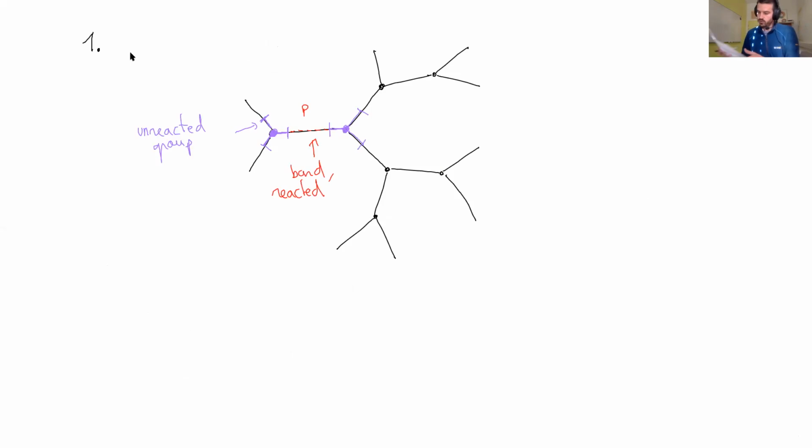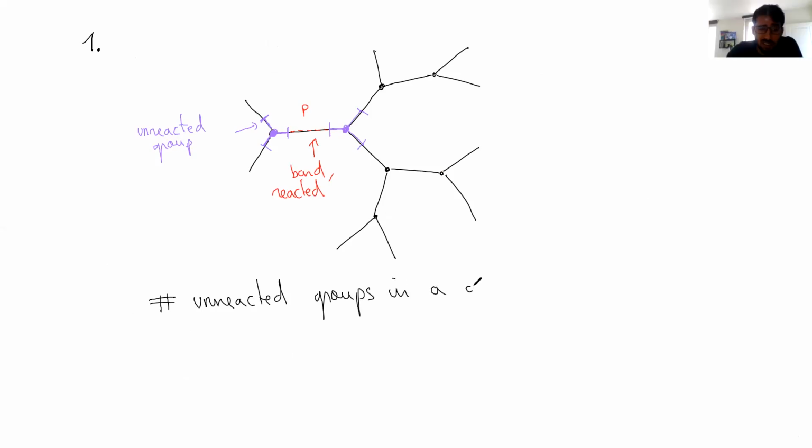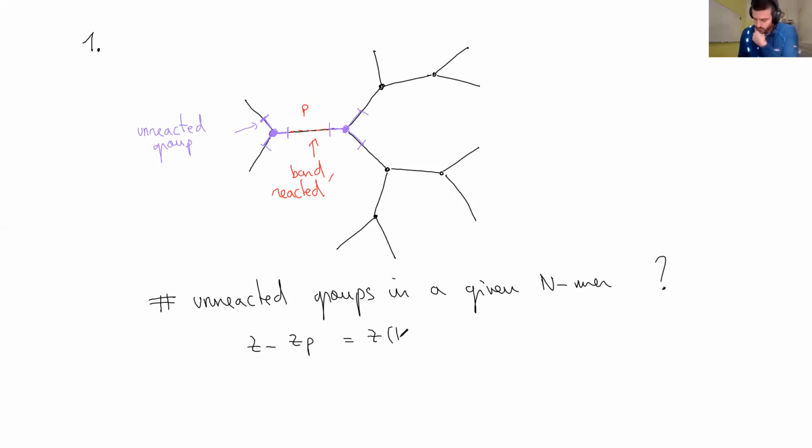And now I would like to first ask the following question. How many unreacted groups are there in a given n-mer? Okay, I'm asking what is the number of unreacted groups. Z minus ZP, the given, okay, give me a minute, given n-mer. So you said Z minus ZP. Z minus ZP, so Z times 1 minus P. Yes.